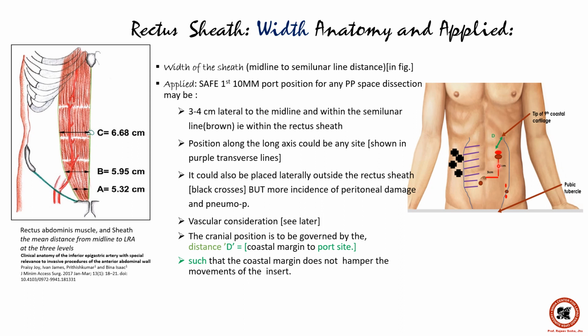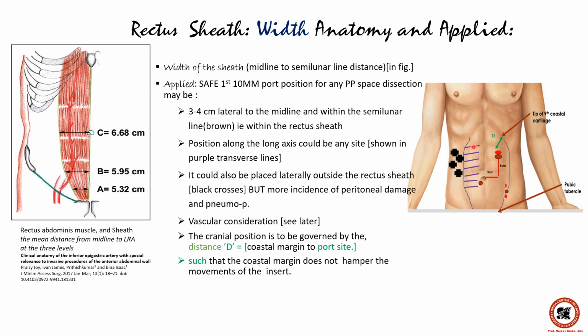But one thing to be remembered when you position this port is that the distance between this port and the subcostal margin is important, especially in a lean and thin person, because as soon as you start moving the instrument in this port, it may clash with the bony subcostal margin. And that's why this distance D is important. But otherwise, the safe distance is about 3 to 4 centimeters laterally and 3 to 4 centimeters cranially.